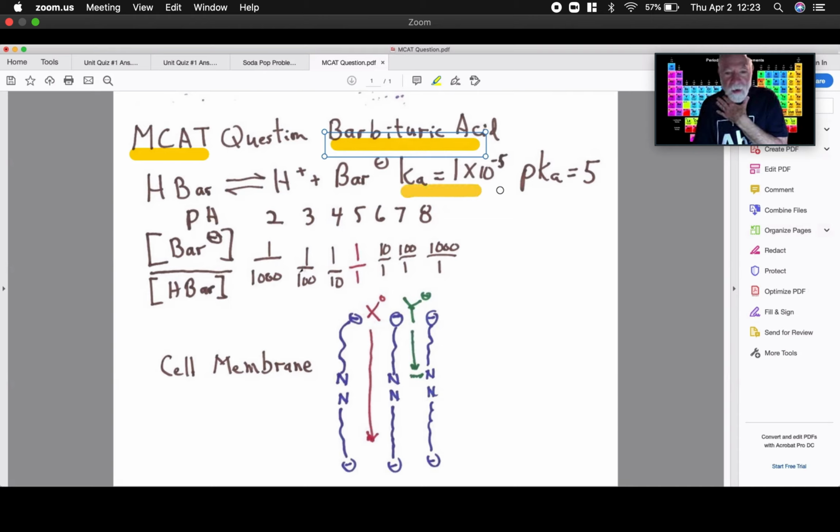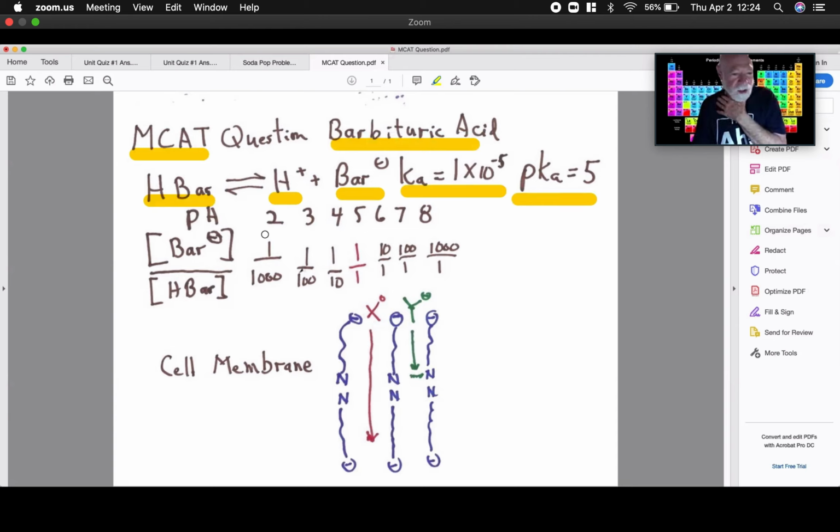Now barbituric acid is a weak acid, and they gave you the Ka for it. So probably the first thing you want to do is write down the expression for the weak acid: molecules of barbituric acid forming hydrogen and barbiturate. And they give you the Ka. Now, on the MCAT exam, the math isn't very hard. They're interested in concepts. So they give you a nice number like 1 times 10 to the minus 5, and you might as well at the same time take the pKa, which is a pKa of 5.